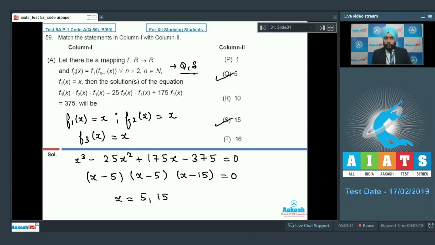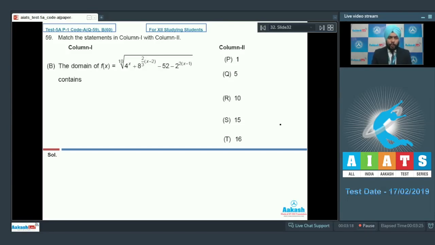Okay. Let us move on to B. B part says that the domain of the function 10th root of (4^x plus 8^(2/3 (x minus 2)) minus 52 minus 2^(2(x minus 1))). So we have the inside expression of the 10th root obviously non-negative. So 4^x plus 8^(2/3 (x minus 2)) minus 52 minus 2^(2(x minus 1)) is greater than or equal to 0.